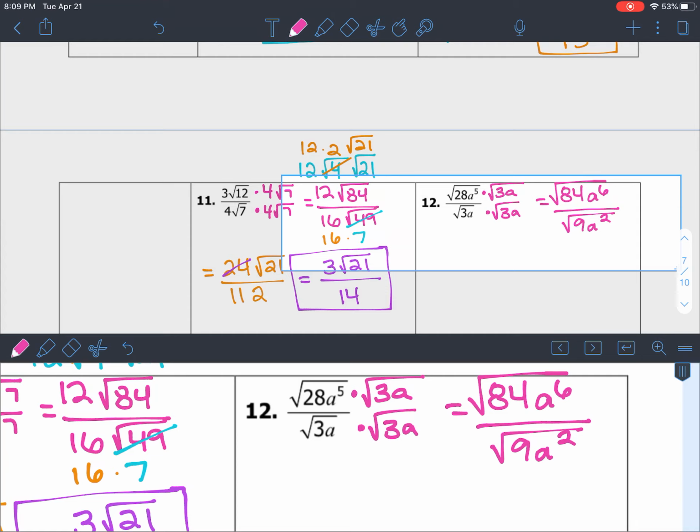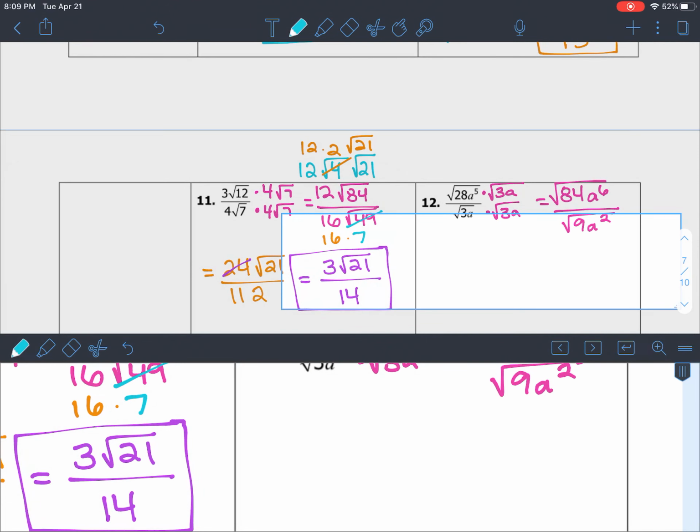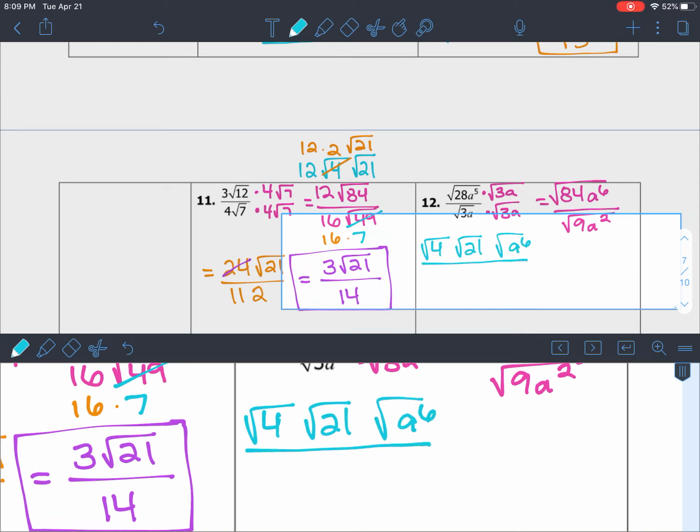From here, I need to break down my 84. So how can we break down 84? We ask ourselves, well, what's a perfect square that goes into 84? The one that I think of first is 4. So I can break down the square root of 84 into the square root of 4 and the square root of 21, and then I still have my variables involved, all over the square root of 9 is 3, and the square root of a squared is just a.